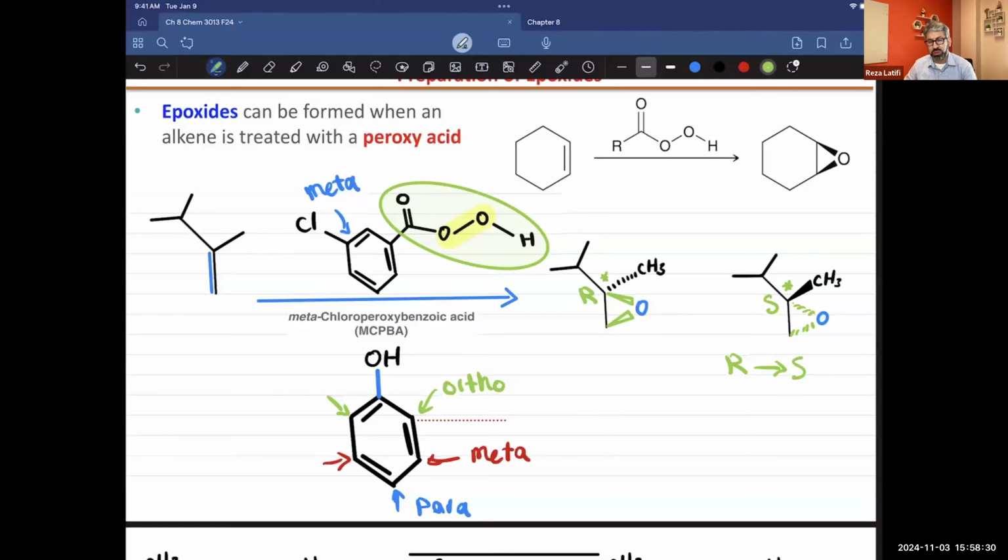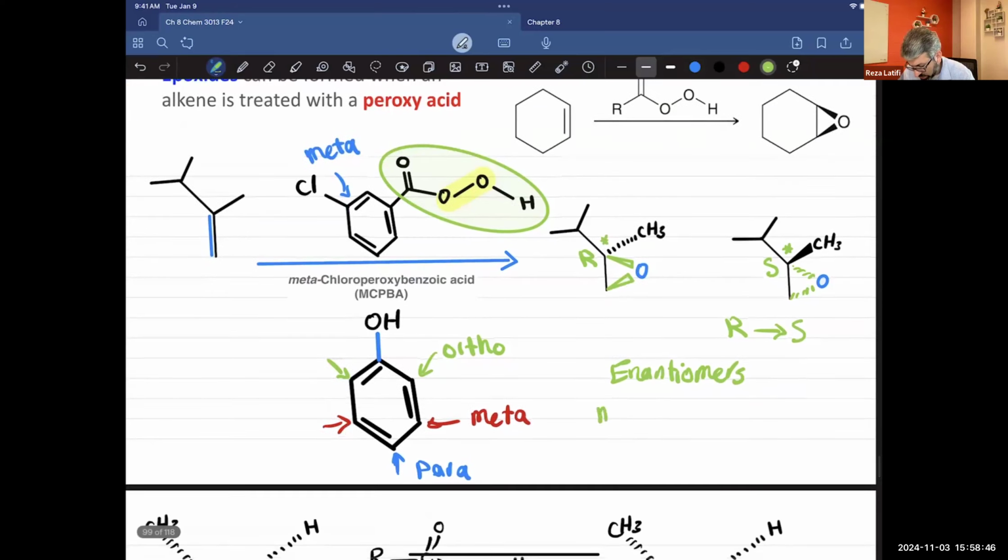What's the relationship between these two? We got enantiomers. Okay, we got the enantiomers. Is there any preference for one of these enantiomers? Absolutely not. What does it mean? It means we're going to get a mixture of enantiomers.